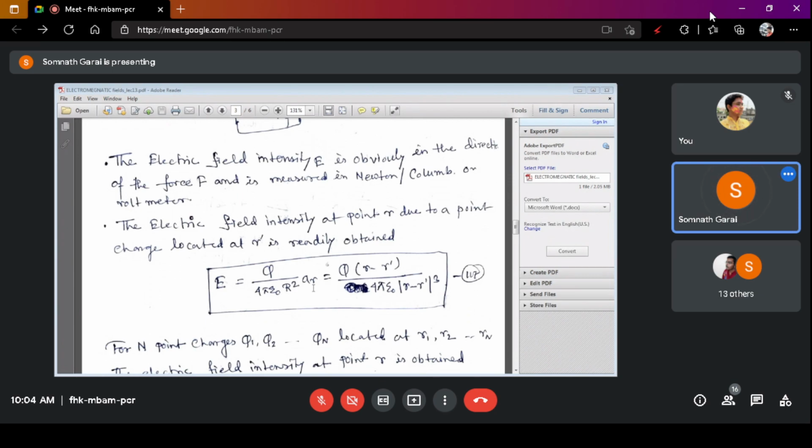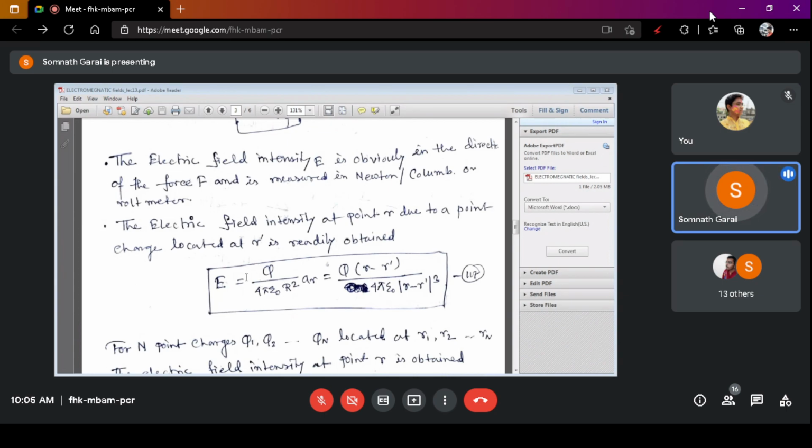I will explain again. The electric field intensity is force per unit charge. Now the electric field intensity at a point R, at that point Q is equal to 1 unity, due to another point charge whose value is Q and which is located at the R dot location. Then the electric field intensity is defined as force per unit charge.